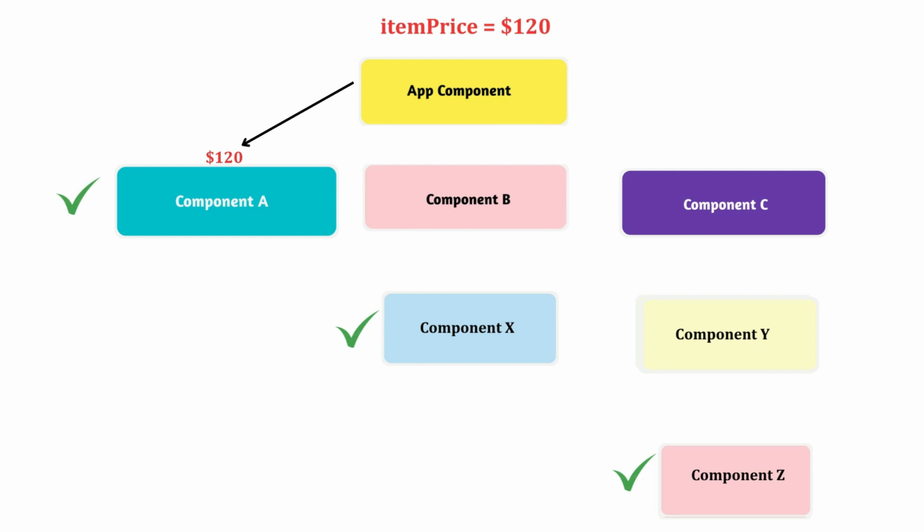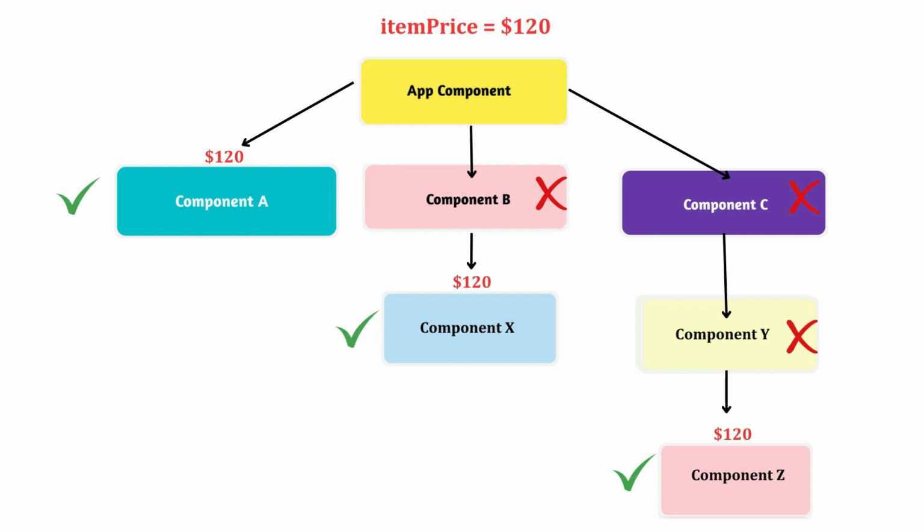For component X to receive this price, we have to pass it through the intermediate component B down to component X. For component Z to receive the price, we have to pass it through the intermediate components C and Y. When you observe the tree of components carefully, you will realize that components B, C, and Y do not need the props, but we still have to pass the props through them in order to get to the required component where the data will be consumed. So, in this scenario, components B, C, and Y are called props carriers. They do not make use of the props, but they help to carry the props to the required components of concern.